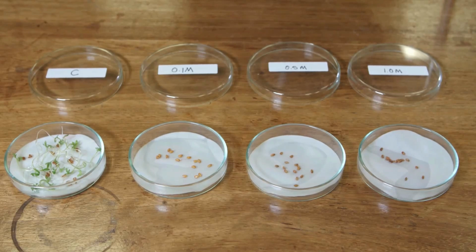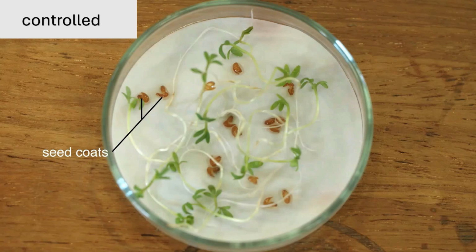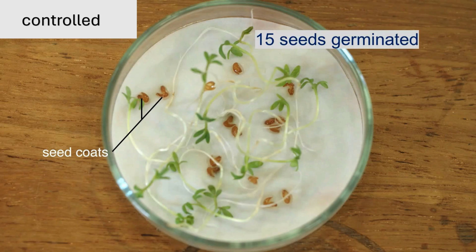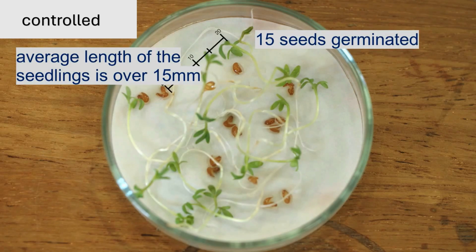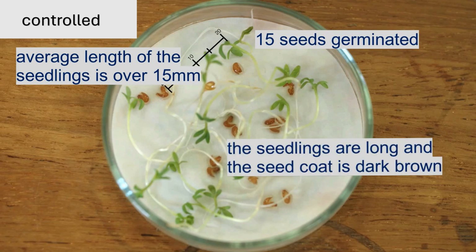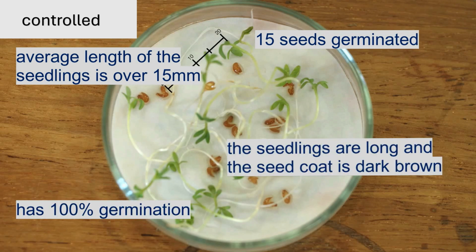So after 5 days, this is the result. Let's check each one. This is for the control. As you can see, there are the seed coats and the germinated seedlings. So there are 15 seeds germinated. The average length of the seedlings is over 15 millimeters. The seedlings are long and the seed coat is dark brown. It has 100% germination.